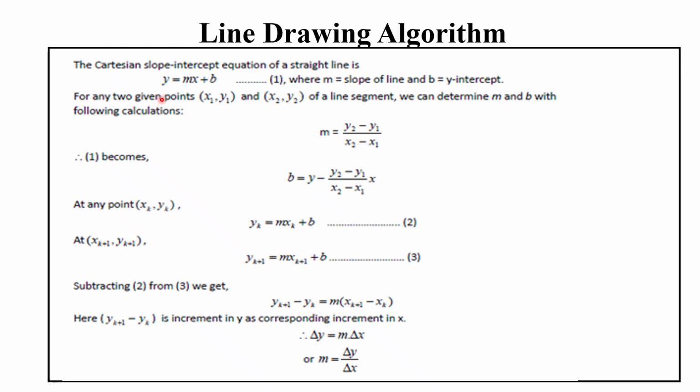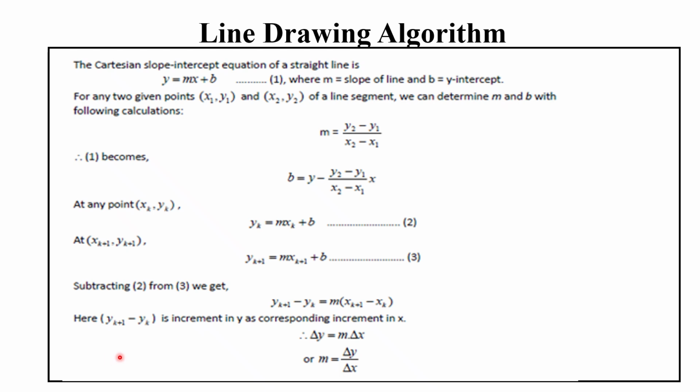Normally we had y is equal to mx plus b. Now this y is equal to mx plus b is with reference to the point x comma y. If you have any point xk comma yk, then the slope intercept equation of that line can be given as yk is equal to mxk plus b. Suppose you are dealing with another point xk plus 1 and yk plus 1, in that case yk plus 1 is equal to m into xk plus 1 plus b. So subtracting these two equations, we get yk plus 1 minus yk is equal to m into xk plus 1 minus xk.